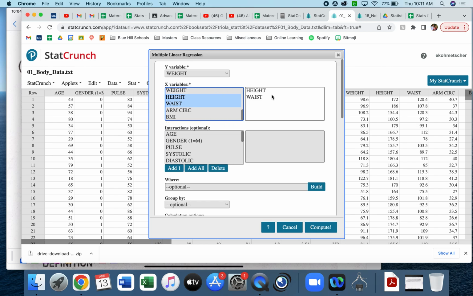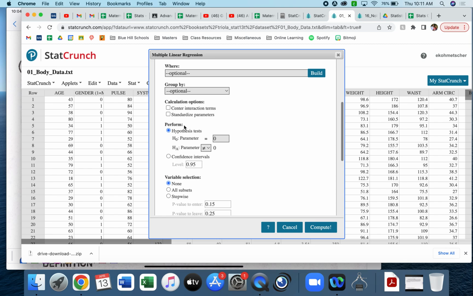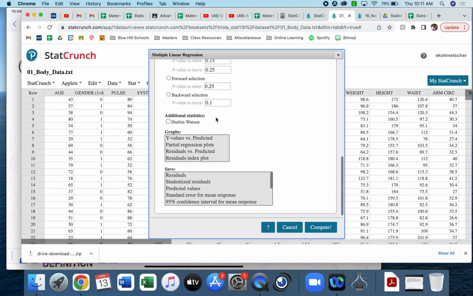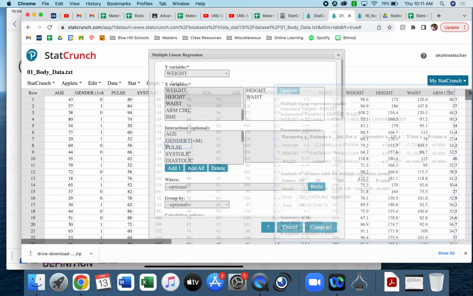So you have to select both of them, height and waist. If you just click one and then click the other, it's not going to work. It will get rid of the first one. All right, you can change the settings down here to have it perform hypothesis tests or not. You can have it do a confidence interval for you, which is kind of nice. And it does all those cumbersome calculations for you. We're just going to leave that. We're going to let it do its thing. It'll spit out more stuff than we need, but we're just going to have it compute.